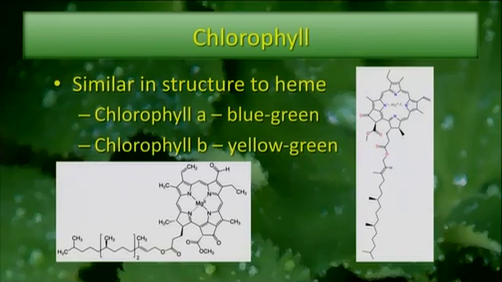When chlorophyll B absorbs light, it eventually transfers the energy to a chlorophyll A molecule. Because chlorophyll B is yellow-green, it allows the spectrum of absorptance to be wider than if there was only chlorophyll A, which is blue-green.